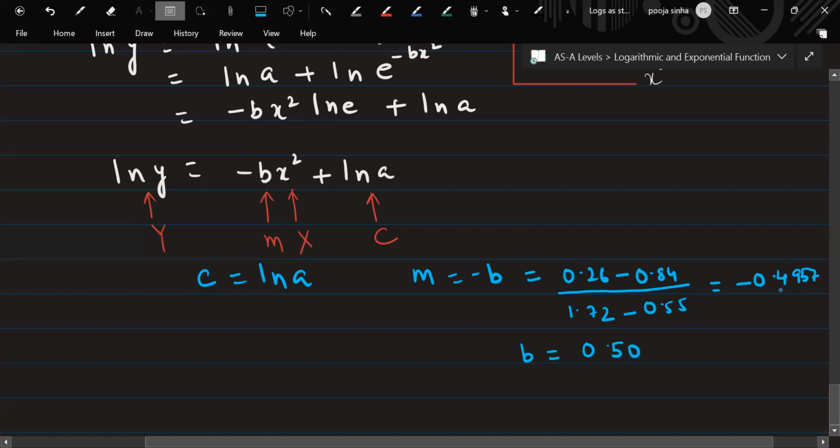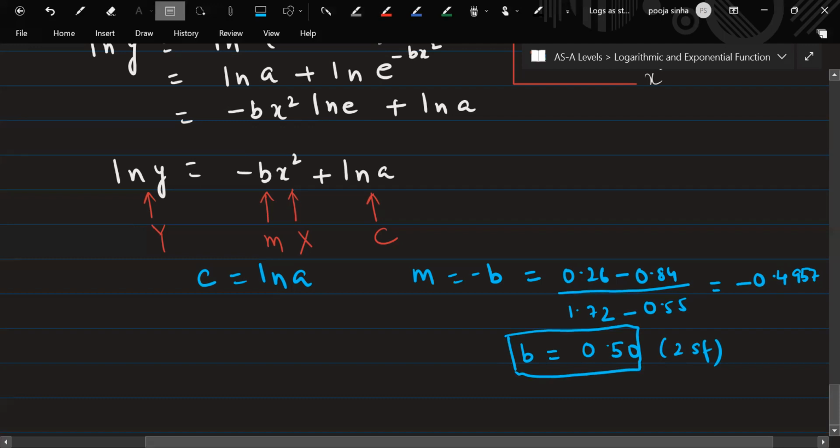50. Two significant figures would be 0.50, and if it is three significant figures, it will be 496. Okay? It's 2SF. All right. B ki value aa gayi? One value we've been able to find out.